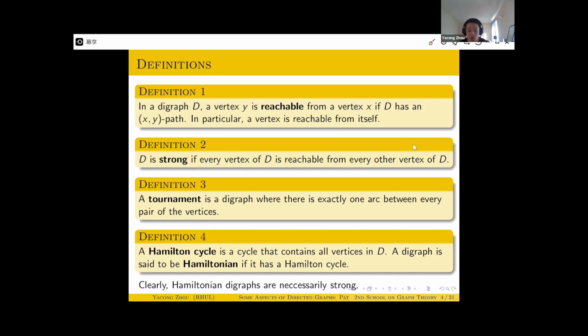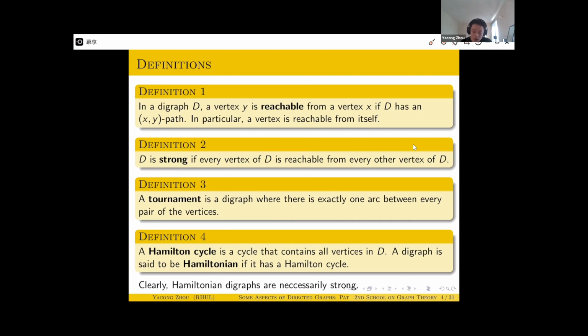And a digraph is said to be strong if every pair of vertices is reachable from each other. So for every pair of vertices X and Y, there is both an XY path and a YX path. A tournament is a digraph where there is exactly one arc between every pair of vertices. So one may obtain a tournament from a complete graph by just assigning a direction to each edge. A Hamiltonian cycle is a cycle that contains all the vertices in D. And we also say that a digraph is Hamiltonian if it has a Hamiltonian cycle.